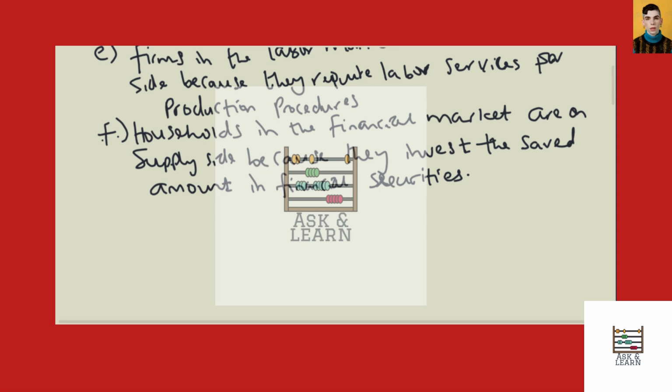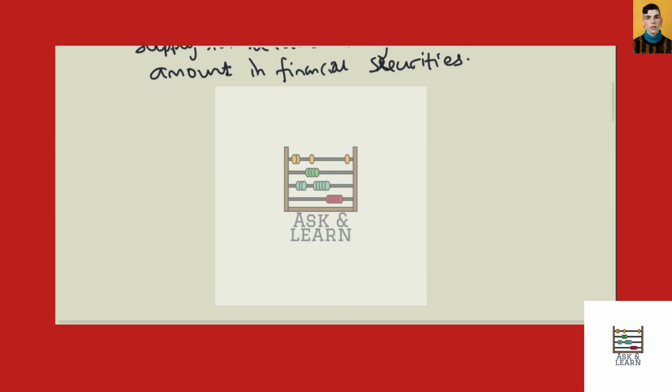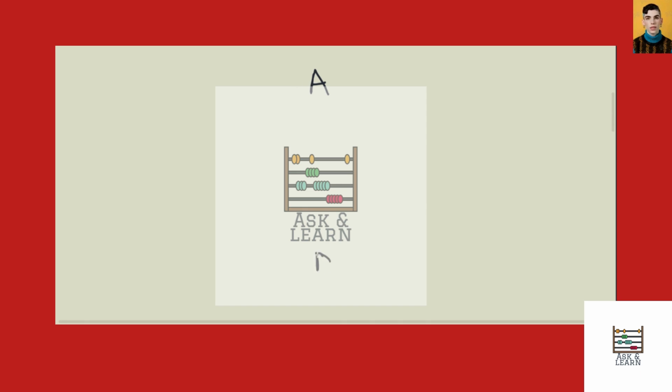Now the other part of the question wants us to draw a circular flow diagram and label the flows A to F. So it will basically start at A, and then we'll have D over here, and then it will go all the way to E, then it would go all the way to B.